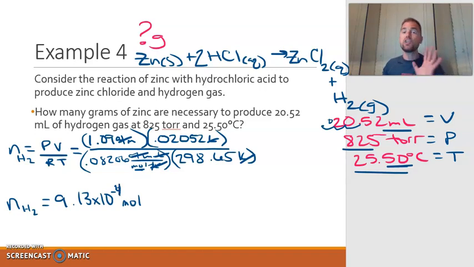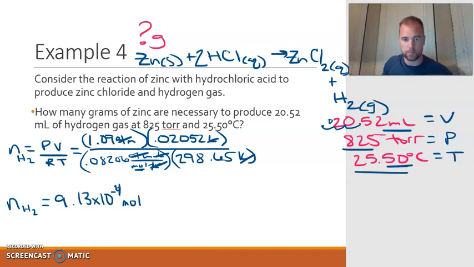So even though it looks different, that was the first step of stoichiometry. The first step of stoichiometry is take what you're given, convert to moles. And we did that. It looks different, but that step is now done. Everything else from this point forward is just a review. What's the second step of stoichiometry?